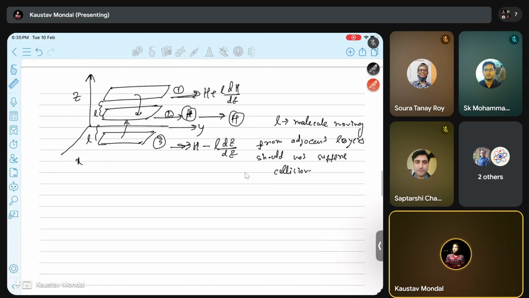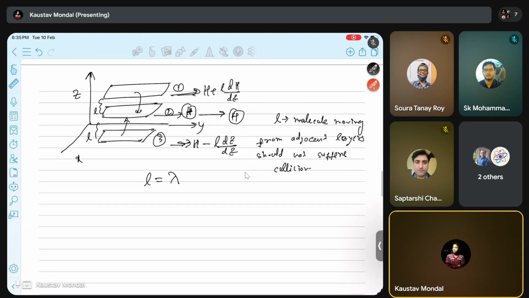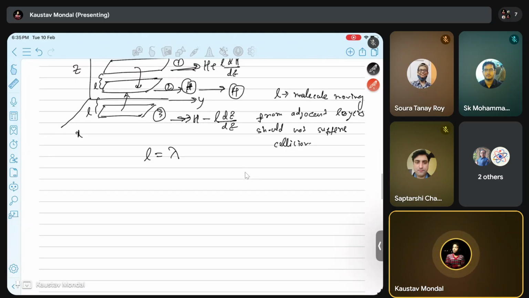So one has calculated the expression of lambda. The most general expression of L we can take is lambda, that is the mean free path. If you calculate it by taking the average over the molecules, this is basically known as the zeroth order. This is the most basic case.